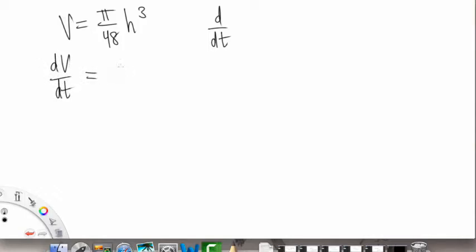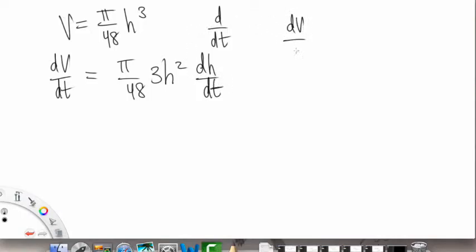So now we have that V is equal to pi over 48 h cubed. Now if we implicitly differentiate, let's do the d/dt on both sides. We have dV/dt, and on the right side we have this constant pi over 48, and then 3h squared times dh/dt. Just a refresher, dV/dt, the change of volume, was a positive 2 meters cubed per minute.